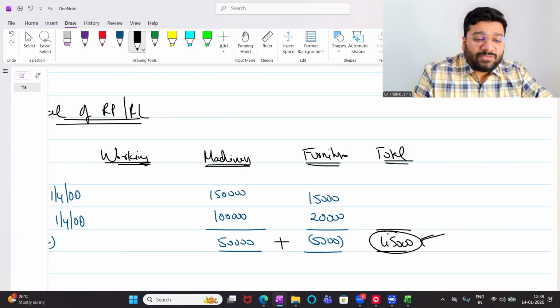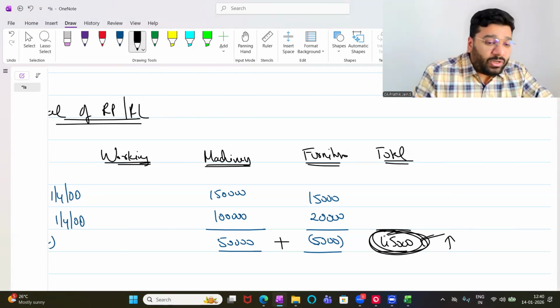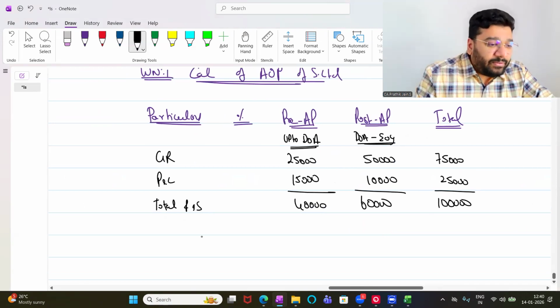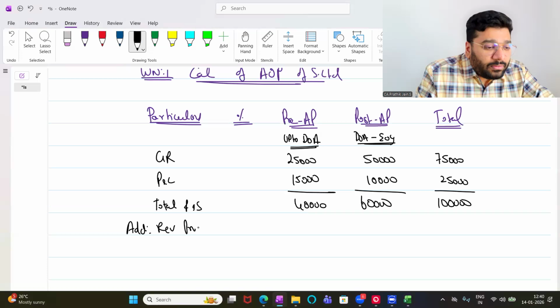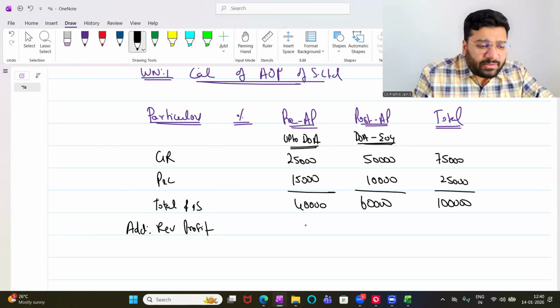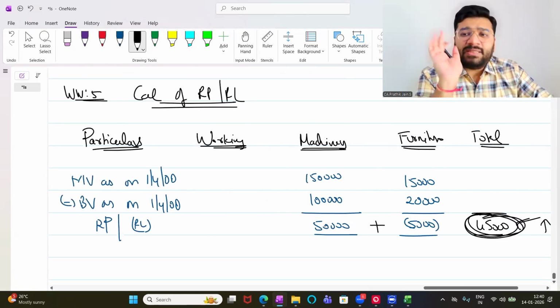Very good. So this 45,000 rupees is the upward revaluation in the books of Akash. So this revaluation profit belongs to whom? Akash. Can Byju's enjoy this 45,000? No. So this belongs to the old shareholders. Anything that belongs to old shareholders goes to the pre-column, pre-acquisition profit. So add revaluation profit, 45,000. Okay.